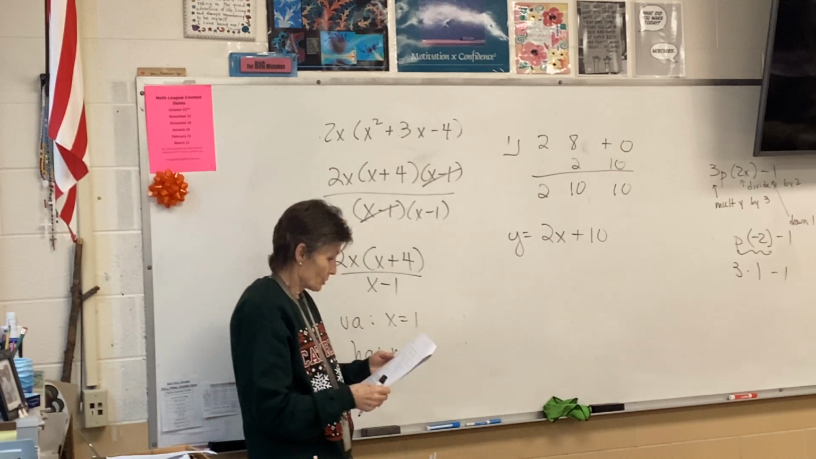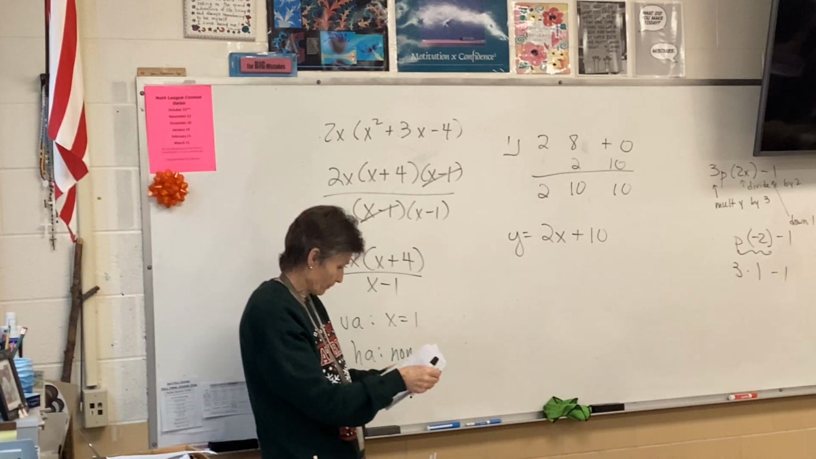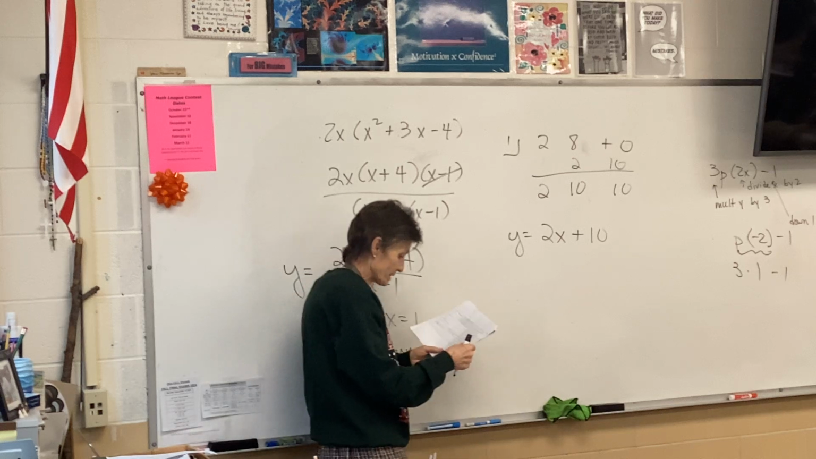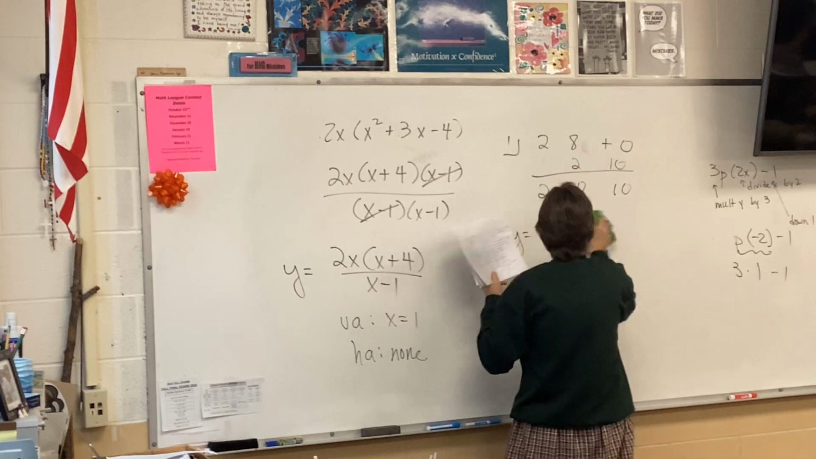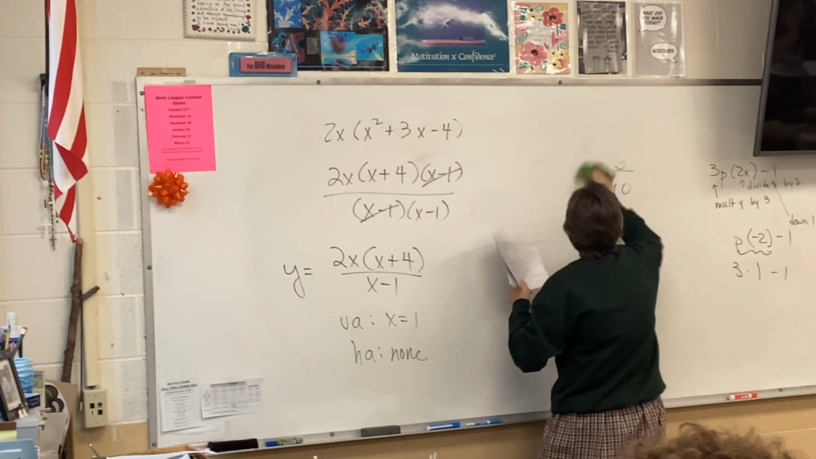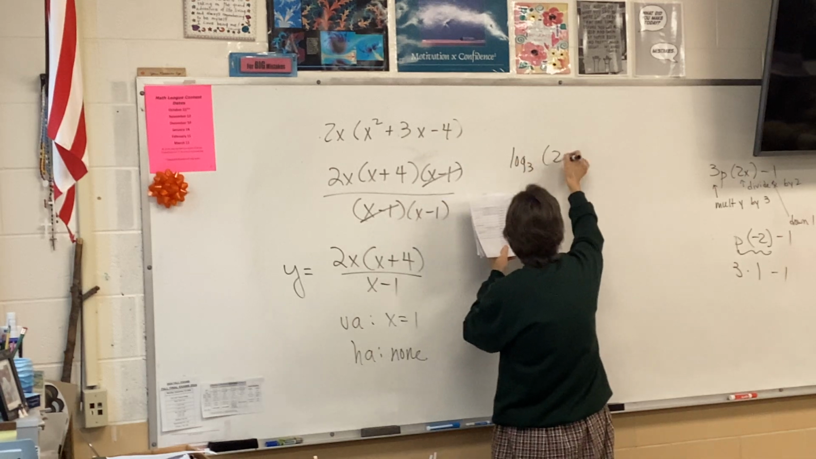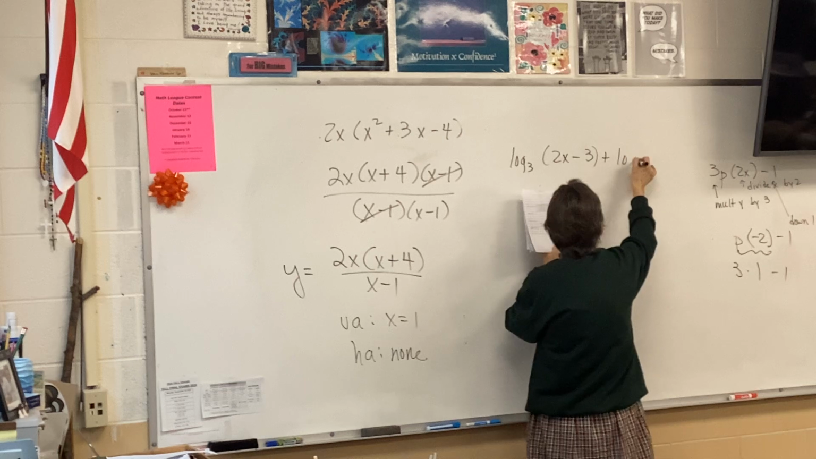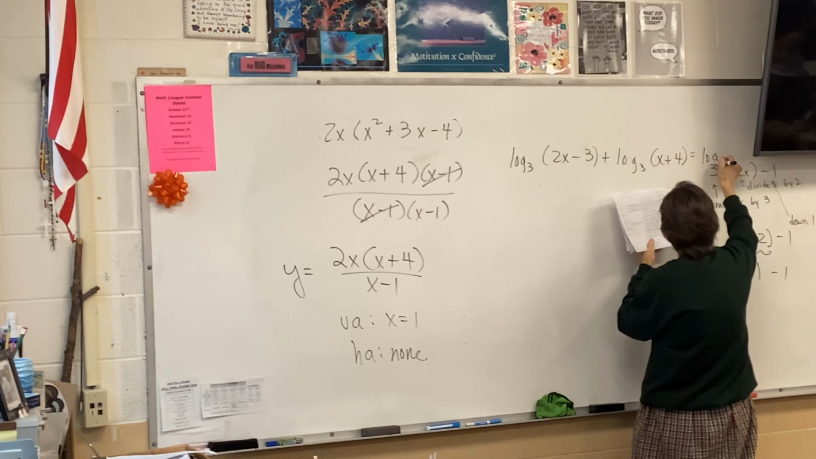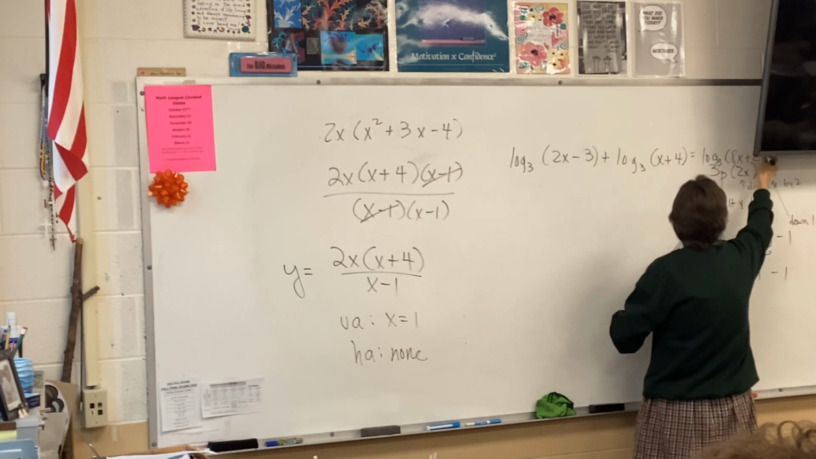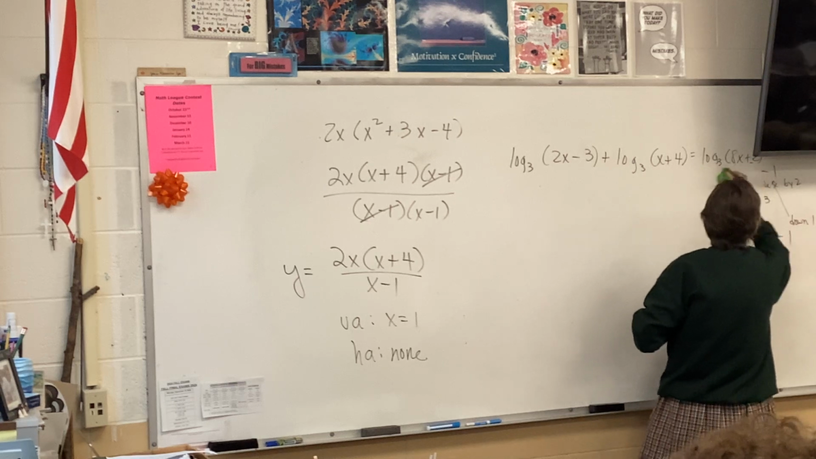All right, what else? 2.13, number 6. What is wrong with the problem? Too many logarithms on the left-hand side.